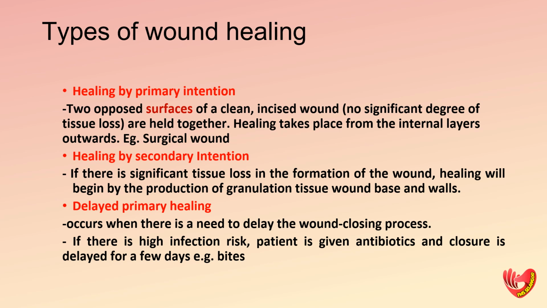There are three main types of wound healing, known as primary, secondary and tertiary wound healing. Healing by primary intention is where the two opposed surfaces of a clean incised wound are held together. Healing takes place from the internal layers outwards. Any surgical wound will heal by primary intention.